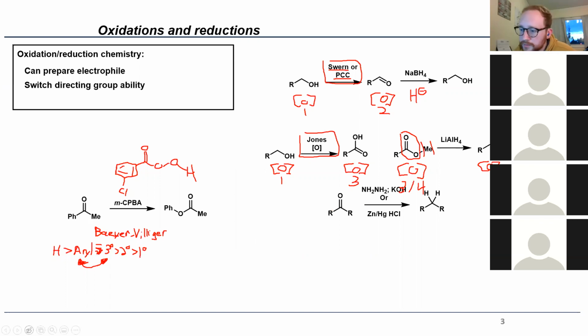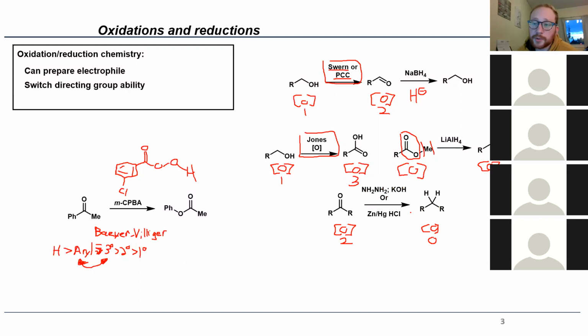Okay, other reduction reactions that we learned are the Wolff-Kishner reaction or the Clemmensen reaction. The Wolff-Kishner reaction works through the condensation of hydrazine onto our ketone, and then basic treatment will allow for the total reduction of a carbonyl at oxidation level 2 to an alkane at oxidation level 0.